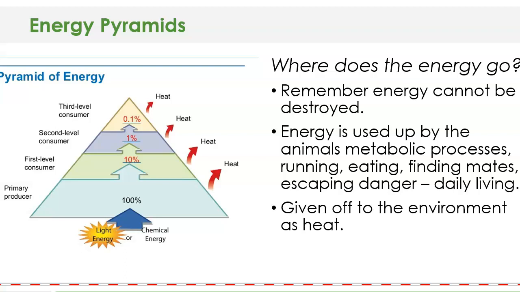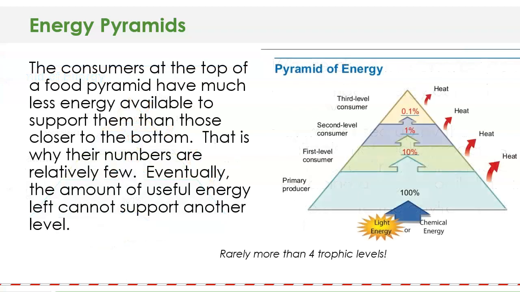A lot of that energy is given off into the environment in the form of heat. When you run, your body heats up. Your body can't continue to heat up or you will die. And so that heat has to escape your body and it goes out into the environment. And so that is how energy is quote unquote lost. It's not lost, it just changes forms and becomes a form that is not useful for the next organism to use in their metabolic processes, in their processes of staying alive.